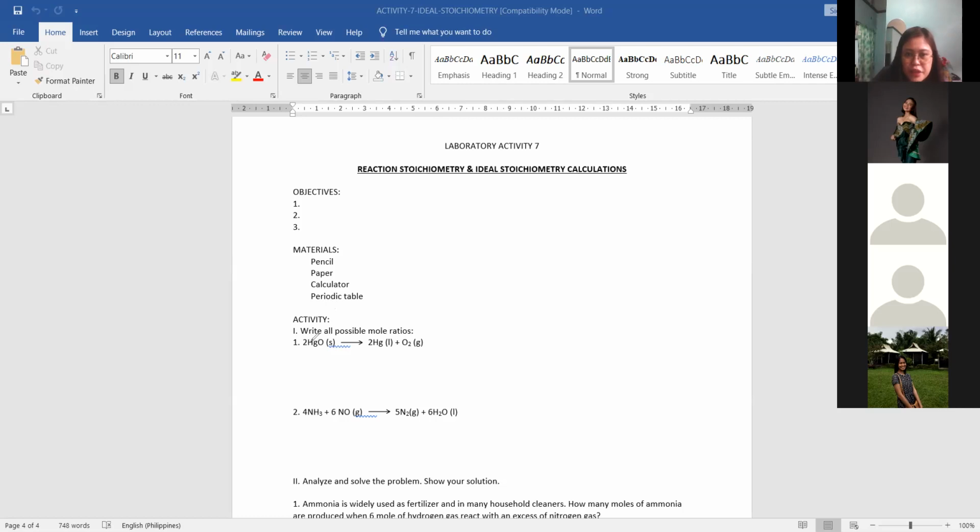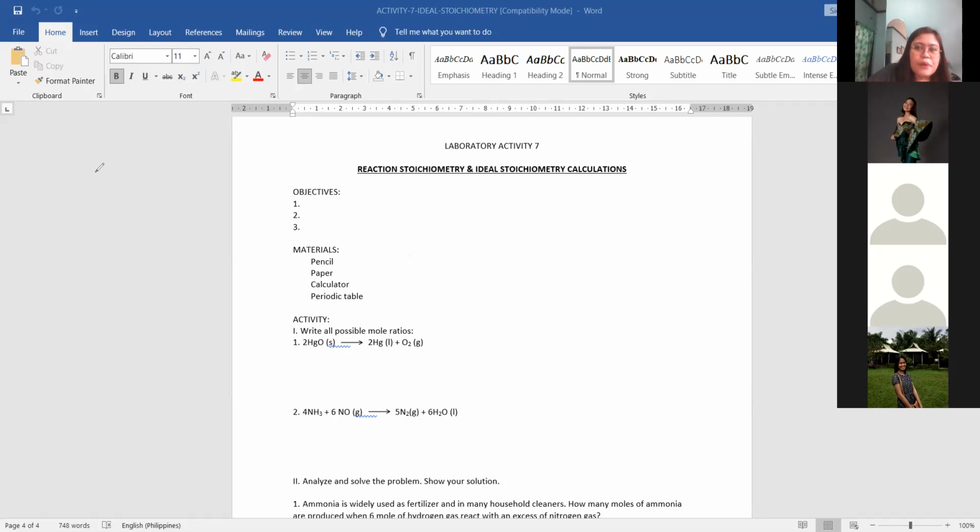We have 2 mercury in the reactant side and then 2 oxygen. So sa product side, yes, you have 2 moles of mercury and 2 atoms of oxygen also. So since this one is a balanced reaction, then you can now list down all the possible mole ratios. When you say mole ratios, ito yung mga coefficients natin sa ating chemical equation. Coefficients lang yung ating gagamitin.